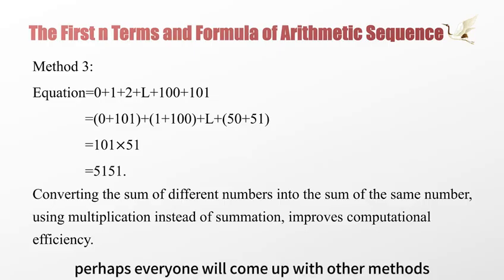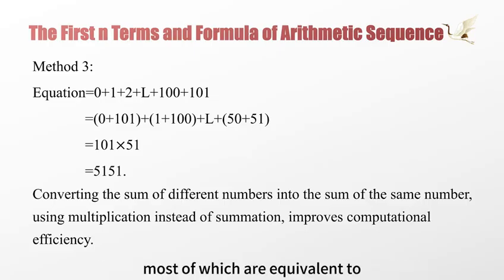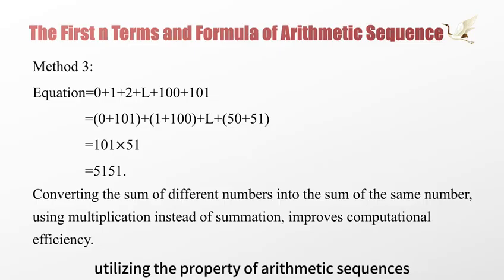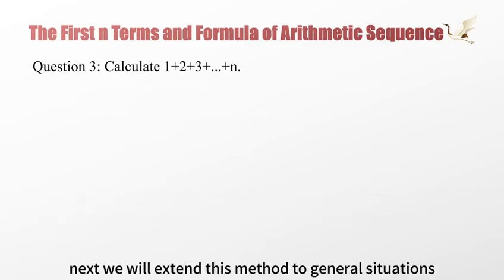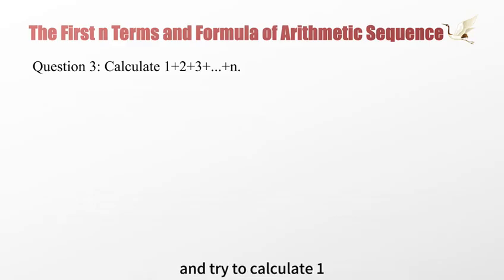5151. Perhaps everyone will come up with other methods, most of which are equivalent to utilizing the property of arithmetic sequences that terms with equal subscript sums have equal sums. Converting the sum of different numbers into the sum of the same number, using multiplication instead of addition, improves the efficiency of the operation. Next, we will extend this method to general situations and try to calculate 1 plus 2 plus 3 until it reaches n.